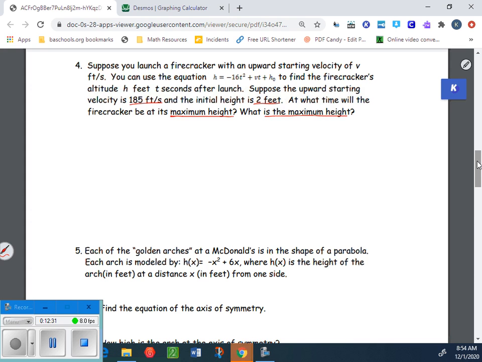So what we're looking for here is our maximum height of the firecracker. So we're looking for the vertex. All we're looking for is the vertex. So let's go ahead and make our model. So the height equals -16t squared plus 185t plus 2. And it's wanting to know what the maximum height is.